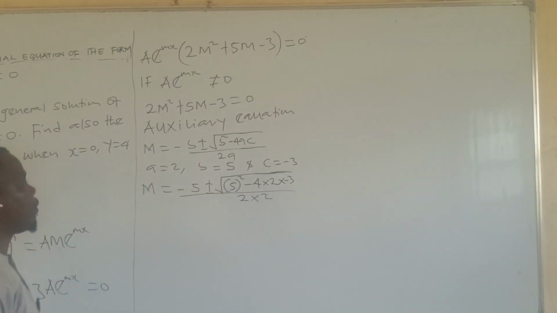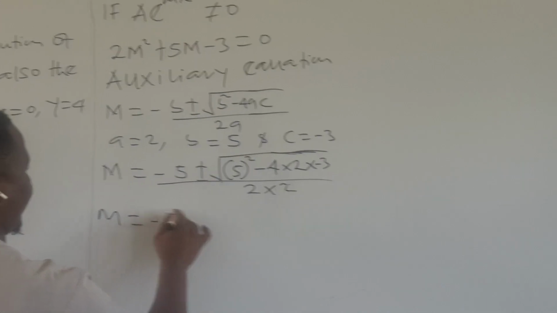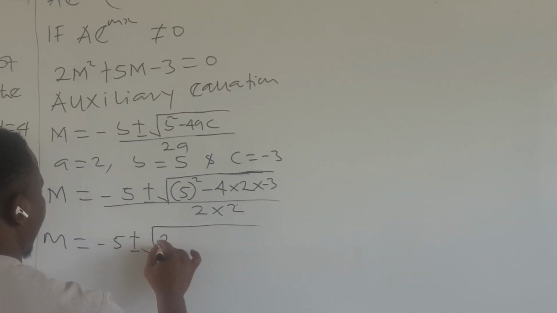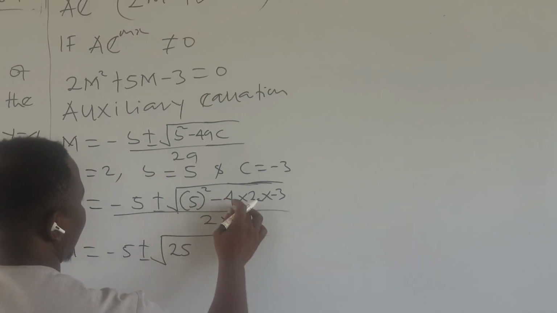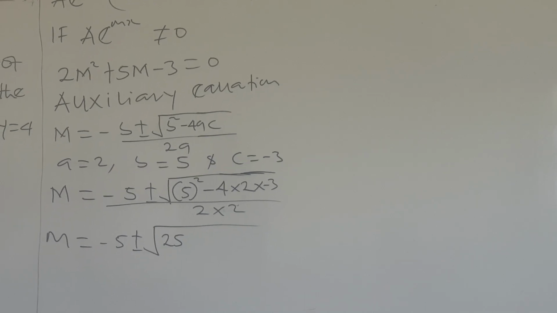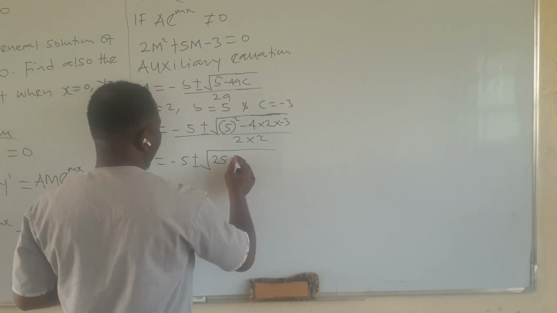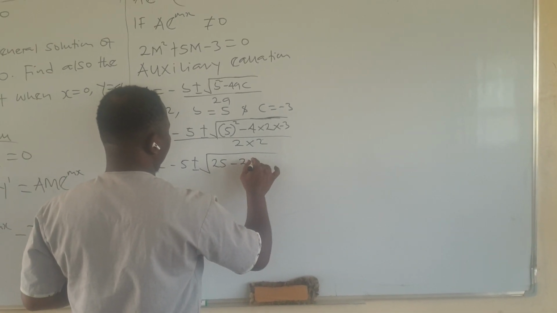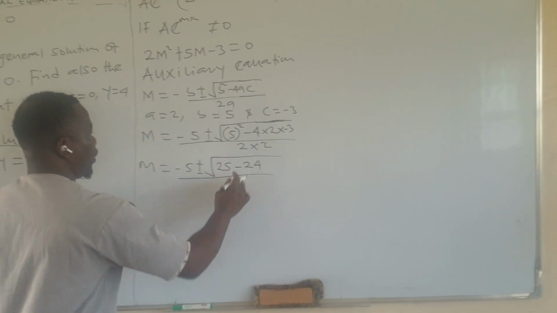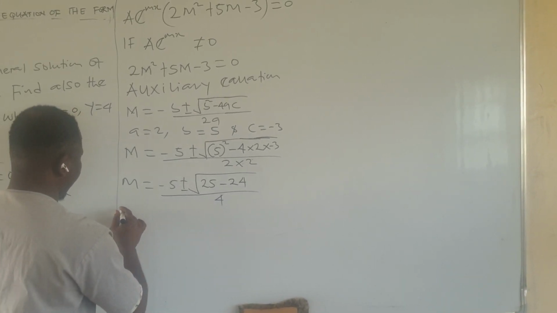True or false? Okay. So our m is equal to minus 5 plus or minus the square root of 5 times 5, which will give us 25. Then minus 4 times 2 is minus 8. Then minus 8 times minus 3 will give us minus 24, isn't it? Here will give us minus 24 all over 4. Okay? So if you agree with me, please listen very attentively.